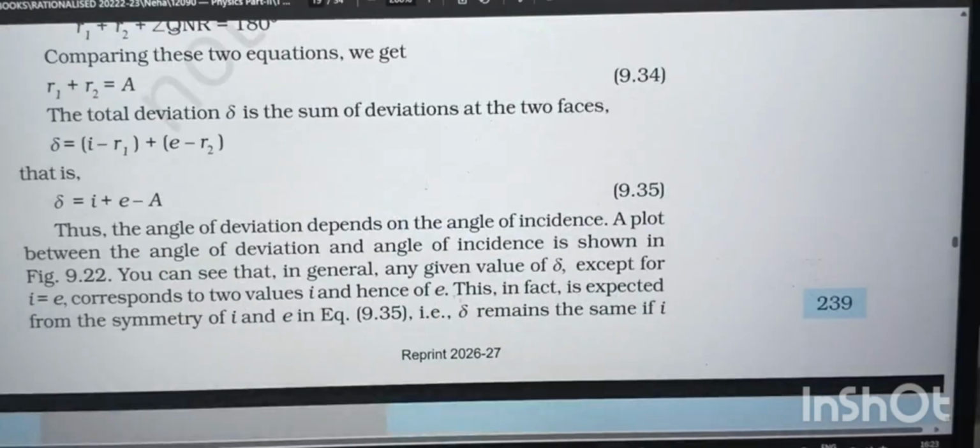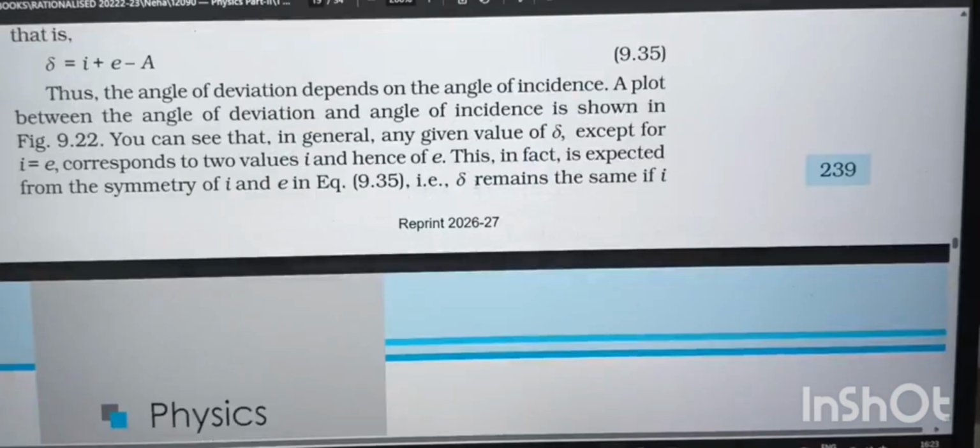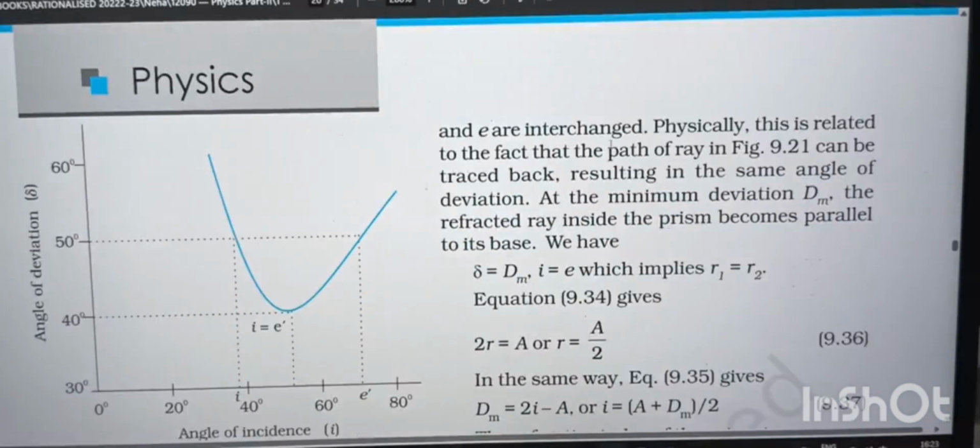So the angle of deviation depends upon the angle of incidence, and generally for this angle of incidence, the angle of emergence, both of them will be associated. But in a case where I is equal to E, then two values you can take in the same way. Like you can take it as 2I, because I is equal to E, both can be considered as I, you can write it as 2I. And it will remain the same if I and E are interchanged, if I is equal to E.